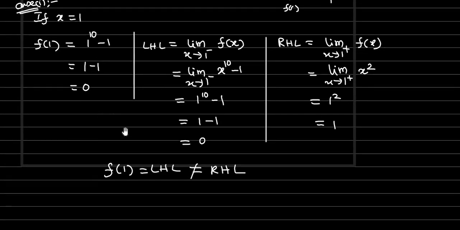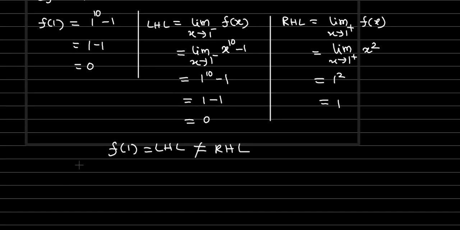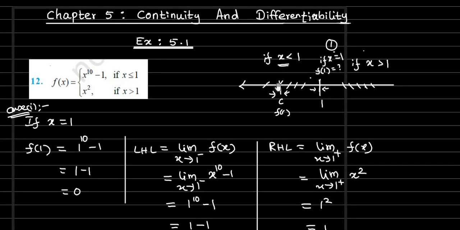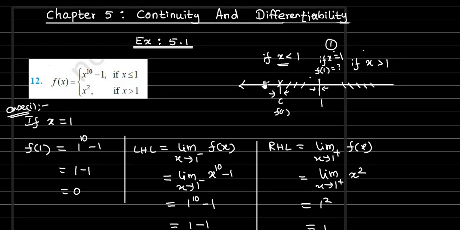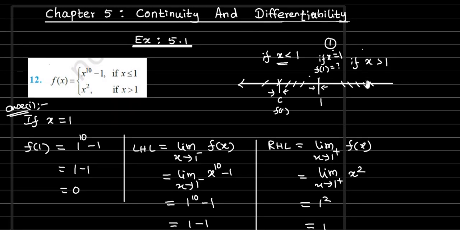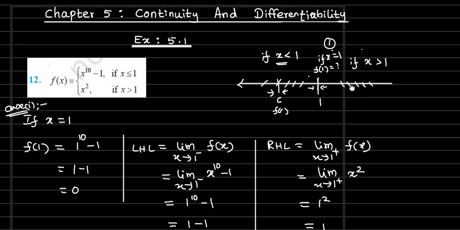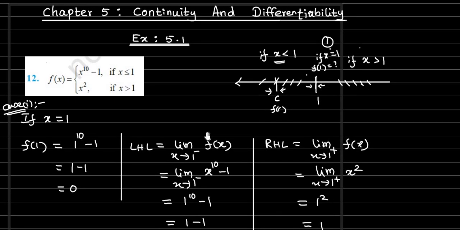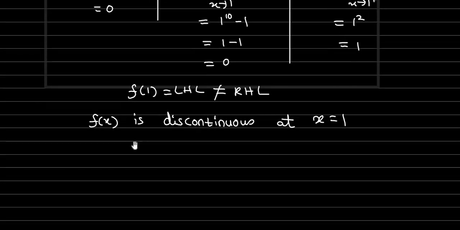So as of now, from case 1 we found that f of x is discontinuous at x equal to 1. Let's also check if x is less than 1. Infinite values we have, so in this interval, whether the function is discontinuous or not. In the same way, if x is greater than 1, whether the function is discontinuous or not. Let's check. Now case 2, if x is less than 1.